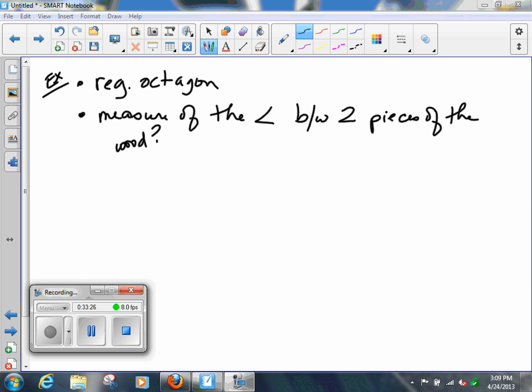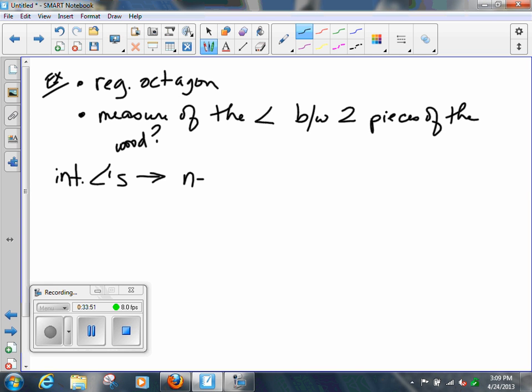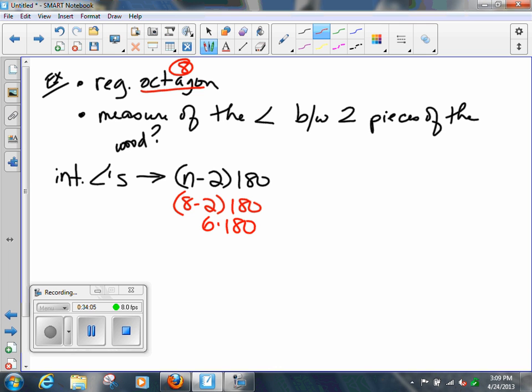Now, what is it, an interior or an exterior angle? She's making a clock, and they want to know the angle between the 2 pieces of wood. Well, is she going to be concerned about the interior or the exterior angles? The interior. Okay, so we're dealing with interior angles. How do I find the sum of the interior? What number am I going to put in place of n? Because it's an octagon, 8 sides. 8 minus 2, which is 6 times 180. What is 6 times 180?